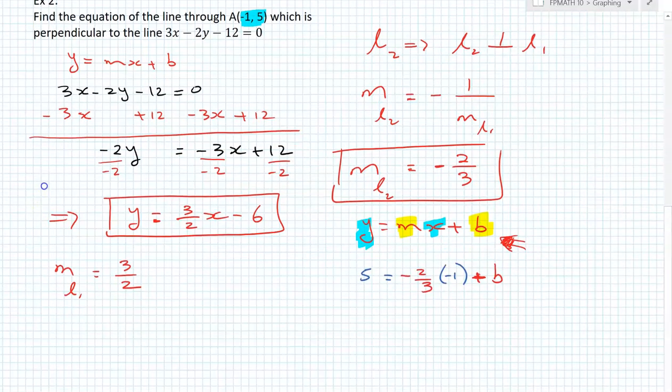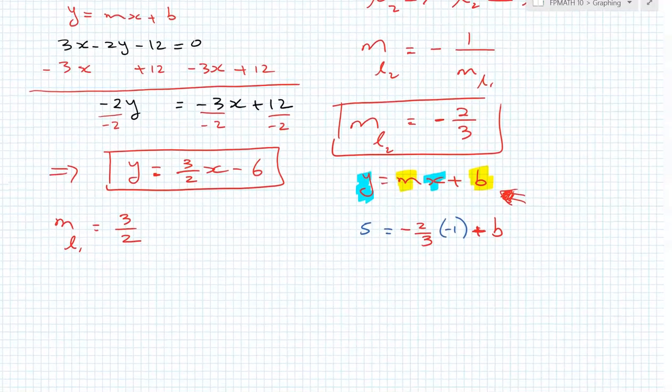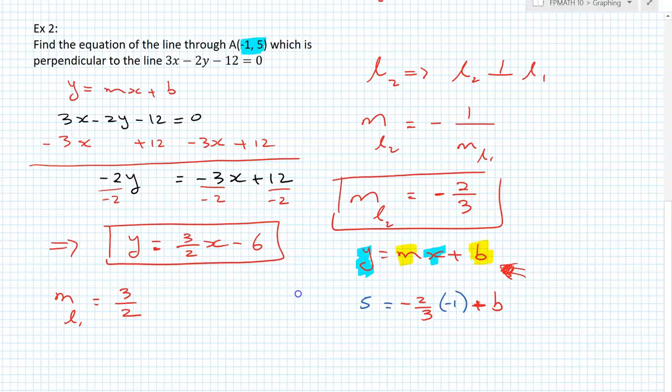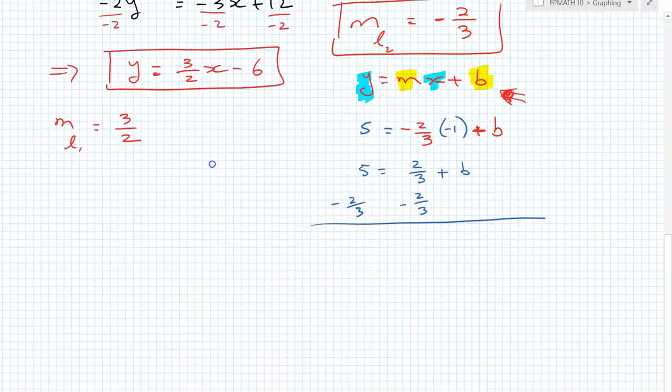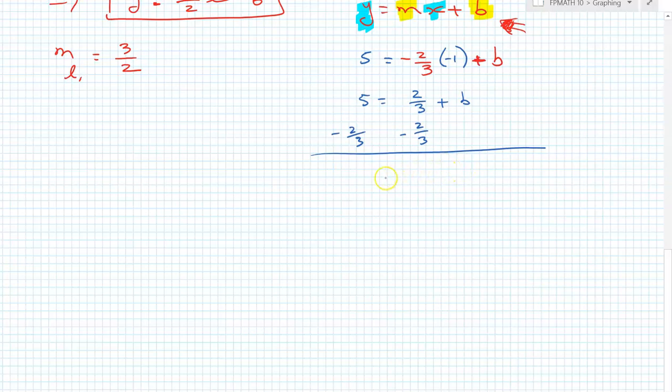Okay, and once you plug in 5 for y and -1 for x, because that was the coordinate that was given to us, now we get this equation. Our job is to solve for b. So here is the last part. So 5 equals positive 2/3 plus b, and then you subtract 2/3 from both sides, and b will be 5 minus 2/3, and then you can subtract, that's 5 over 1, right?